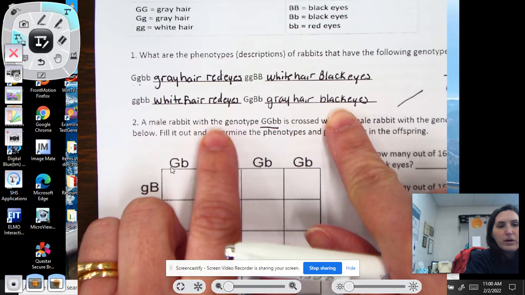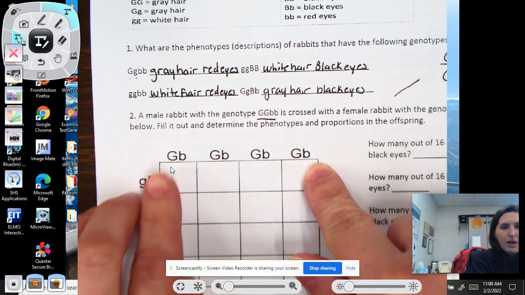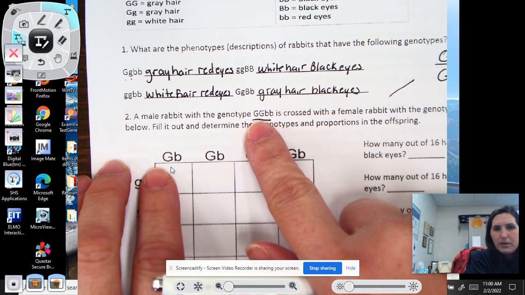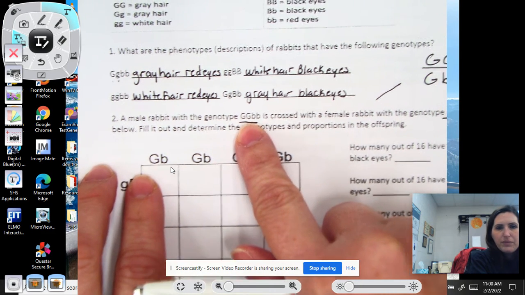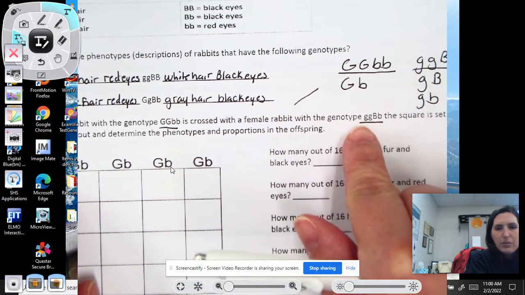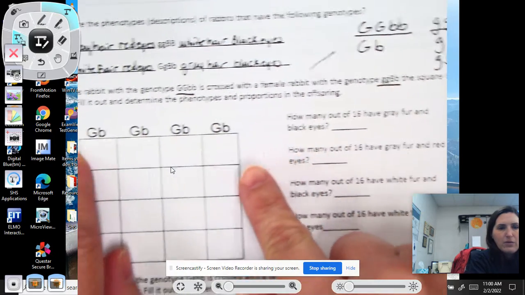All right, now we're going to get into the problem. A male rabbit with a genotype, homozygous dominant and homozygous recessive, is crossed with a female rabbit of the genotype homozygous recessive and heterozygous. All right, and we have our square set up.